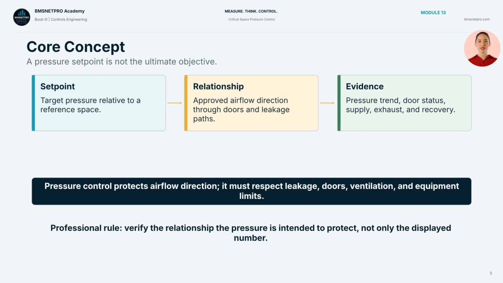The core concept is important. A pressure set point is not the ultimate objective. The objective is a directional airflow relationship under expected door and leakage conditions. The BAS may display a pressure number, but the professional has to understand what that number is protecting. In a laboratory isolation room, clean space, or hazardous room, pressure control must respect leakage, doors, ventilation, process needs, and equipment limits.